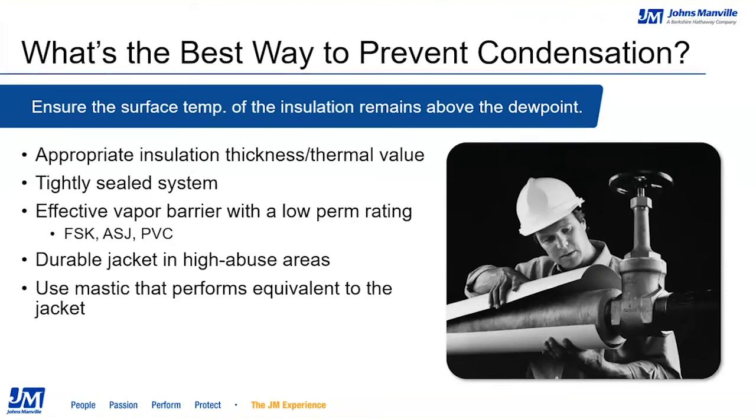Perm rating is how a vapor barrier is evaluated. Typically, you want a value of less than 1, so it's worth noting that our ASJ and FSK perm ratings are 0.02. Additionally, if the system is in a high abuse area, a rigid jacketing like PVC or metal jacketing would help ensure the system is not damaged and therefore potentially compromised. Again, mastics with low perm ratings also function as vapor retarders and aid in sealing the system.